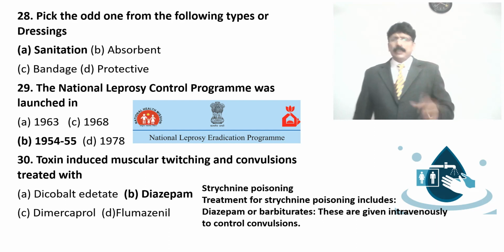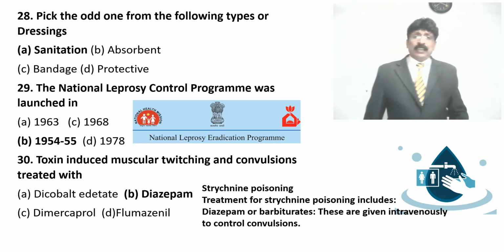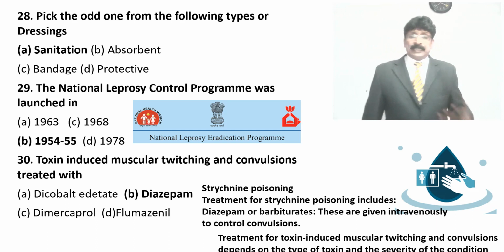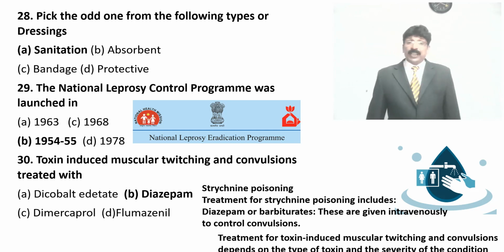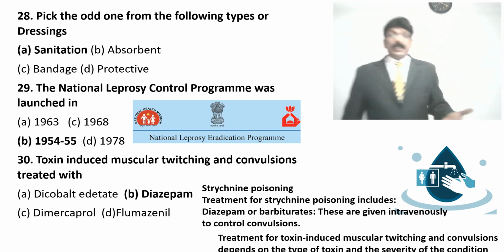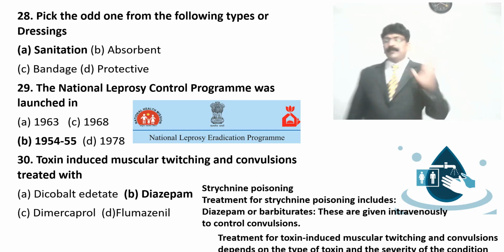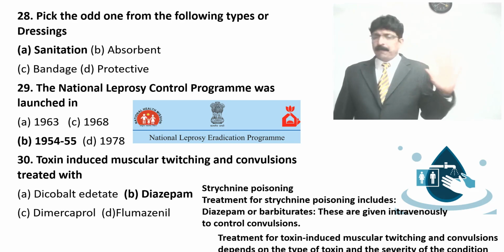For a person having seizures due to poisoning with strychnine, the treatment of toxin-induced muscle twitching and convulsion depends first of all on the type of toxin, and on the severity and the condition. But still the choice of drug that can be given is diazepam, or a barbiturate such as phenobarbital.